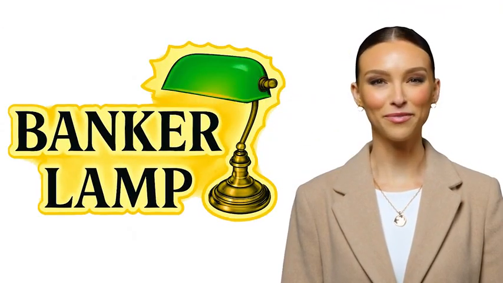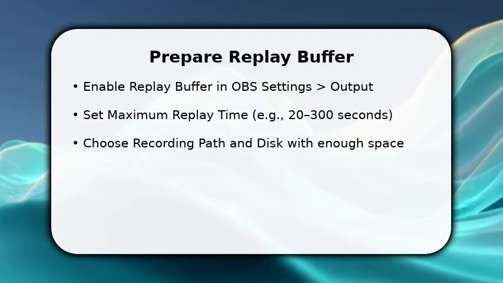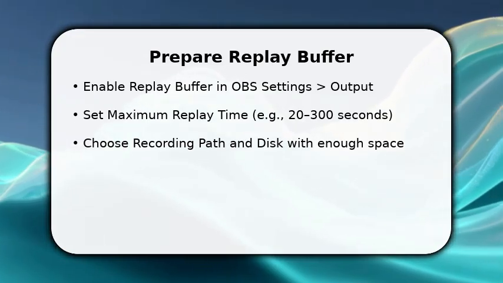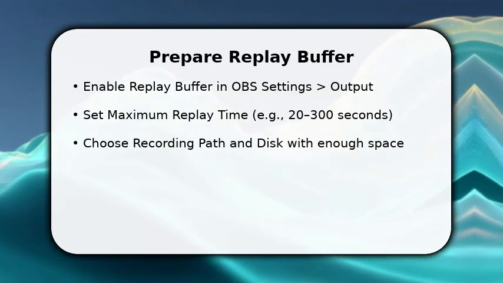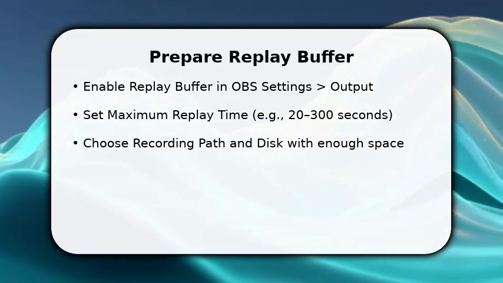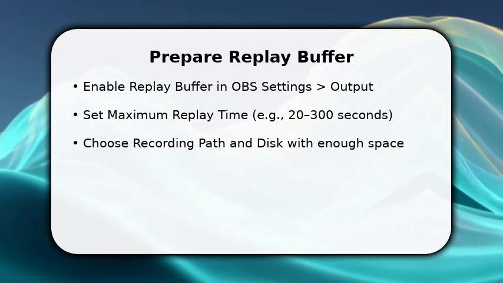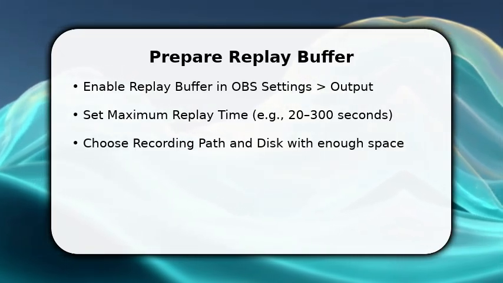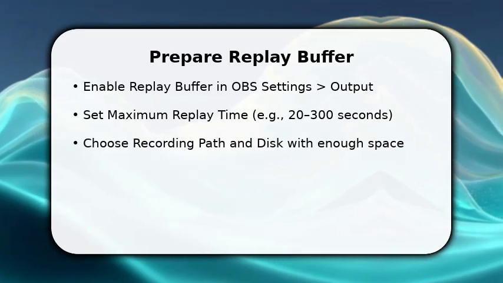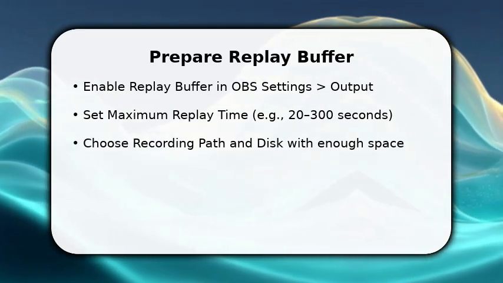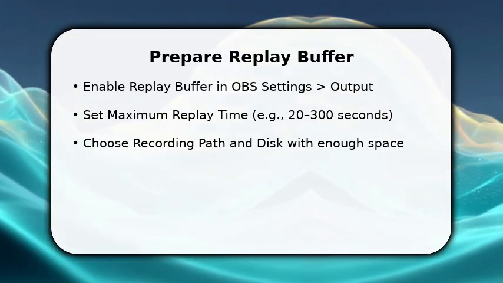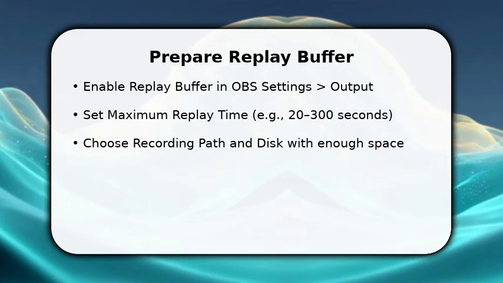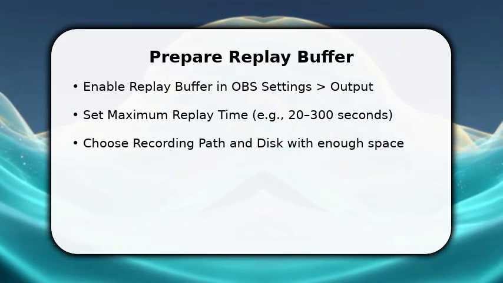Please enjoy the video. You'll start by enabling the replay buffer so OBS holds recent footage in RAM and disk cache. This is what lets you save moments after they happen. Open Settings, go to Output, toggle replay buffer on, and set a sensible maximum time. 20 to 120 seconds is common. Make sure you select a fast recording drive and adjust bitrate if necessary. Once done, hit Apply and you're ready to start the buffer before recording or streaming.